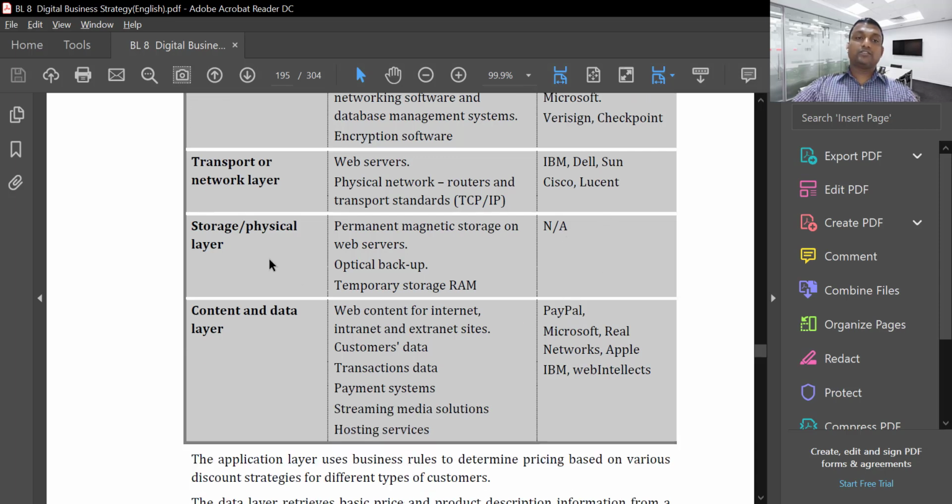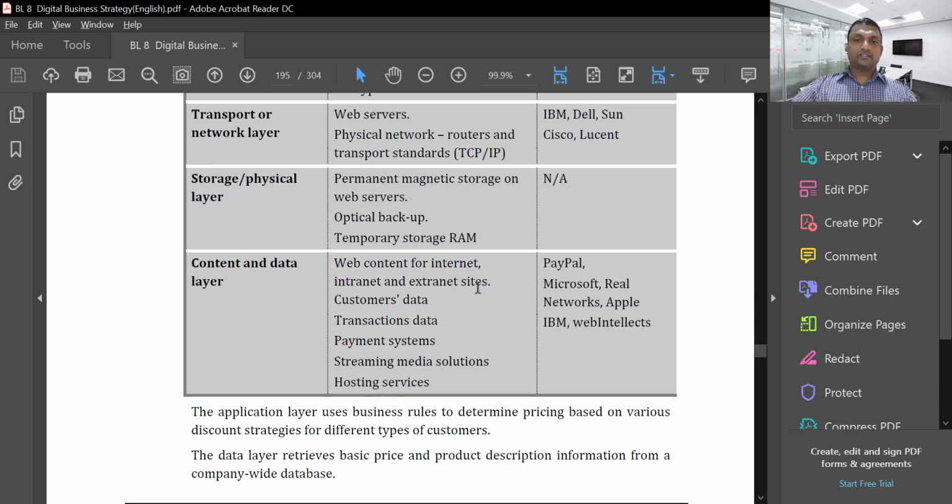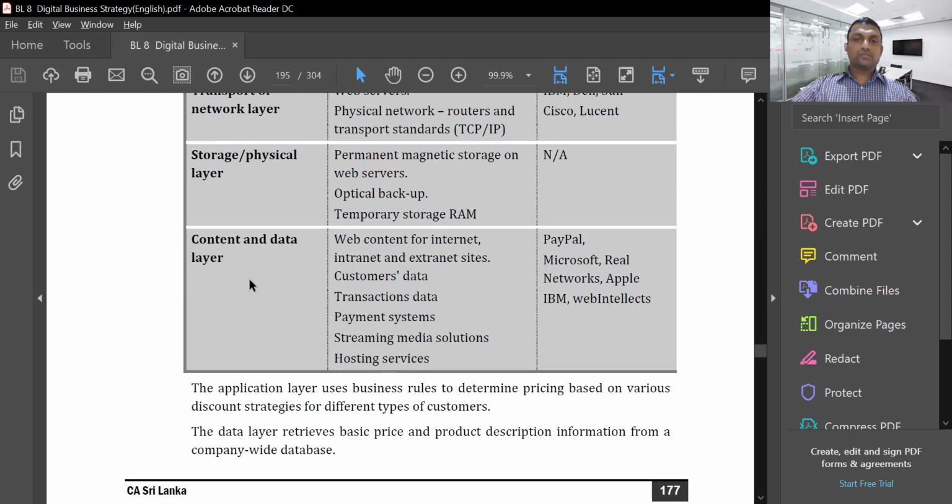And then the storage and physical layer. This storage can be hard drives and working memory, which is RAM. These memory types we take as a separate layer called the storage or physical layer. There is no particular brand or organization mentioned here. There are various brands and organizations covering this one. And finally, the content and data layer.